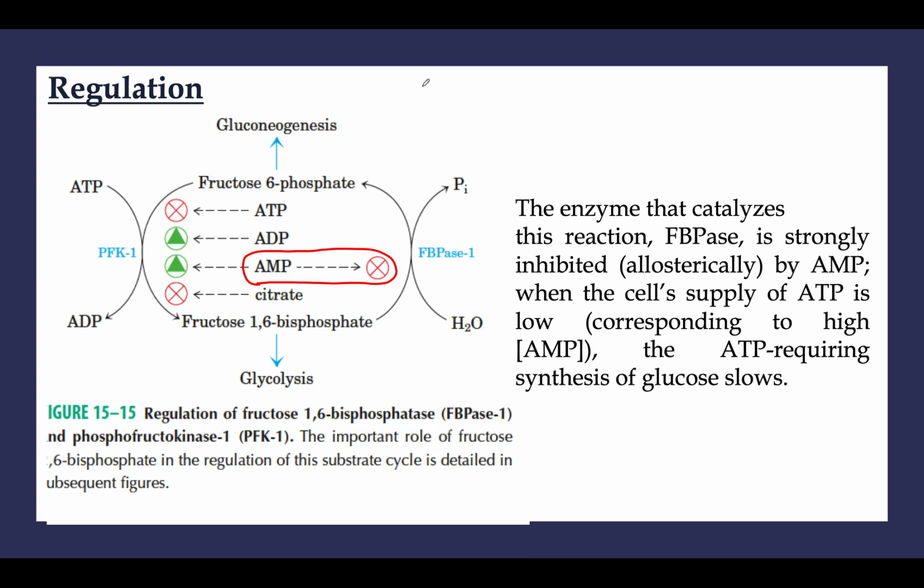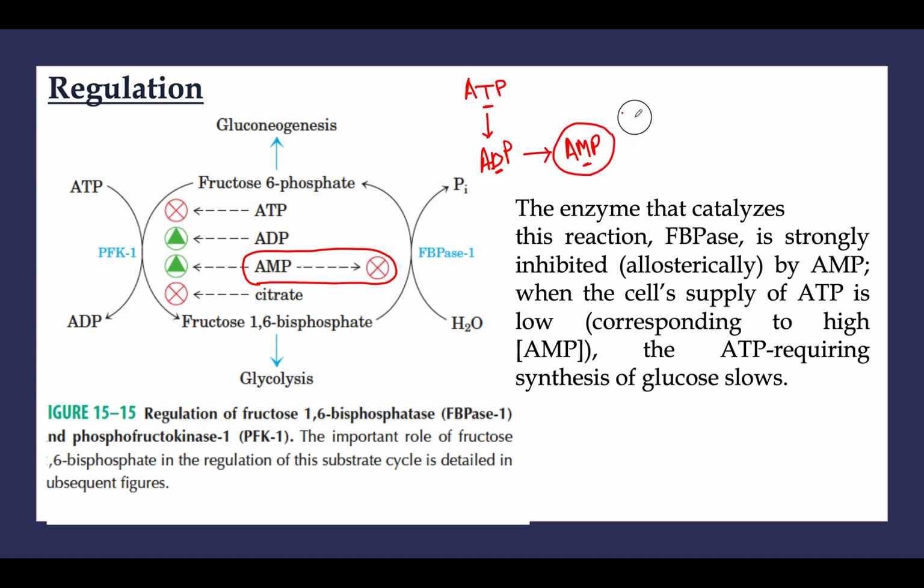So I mentioned this in the class and we had a note on this. ATP is converted to ADP and ADP is converted to AMP. Now, so adenosine triphosphate to adenosine diphosphate to adenosine monophosphate. So the process of conversion of fructose 1,6-bisphosphate to fructose 6-phosphate is strongly inhibited by high levels of adenosine monophosphate.